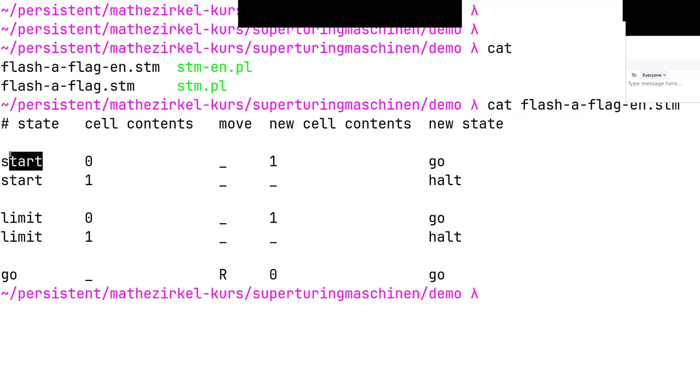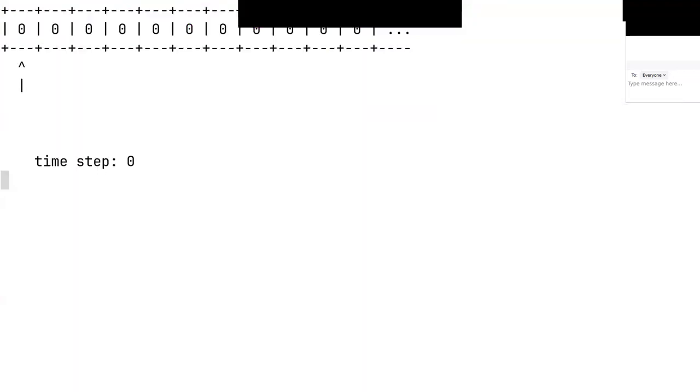Okay, and in both the start state and the limit state, the behavior is as follows. In case there's a zero, then stay at the same position, but write a one there and then go to that go state, which overrides it with zero again, and then goes to the right. But if it encounters a one, then hold. Okay, so that is the Turing machine. Now let's simulate it. Okay, it briefly flashed that one and then went to the right. And now let's increase the simulation speed so that we can watch the entirety of the simulation in a finite amount of time.